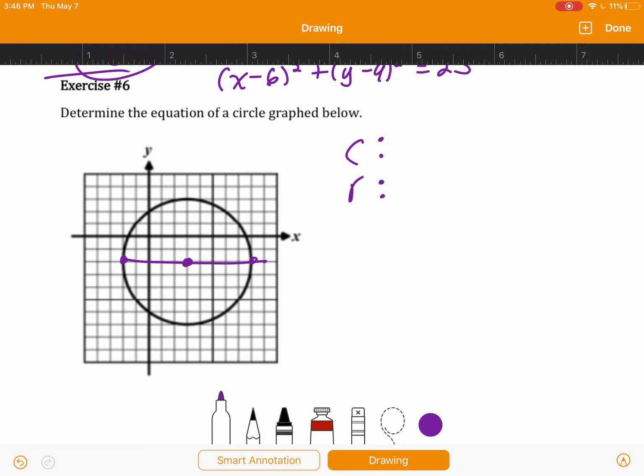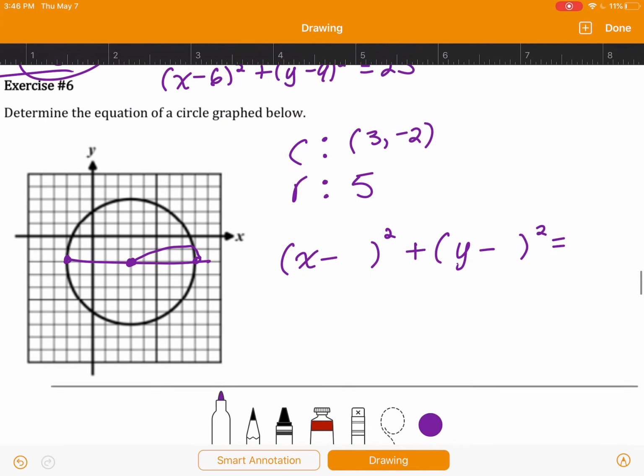If you have a hard time trying to find the center, then find the midpoint of the diameter and go from there. So the center is going to be the point (3, -2), and the radius, if we count how many boxes it takes to get from the center to the outside, that is 5 boxes. So we're going to plug into our formula. We're going to have x minus the x value of the center plus y minus the y value of the center is going to equal the radius squared.